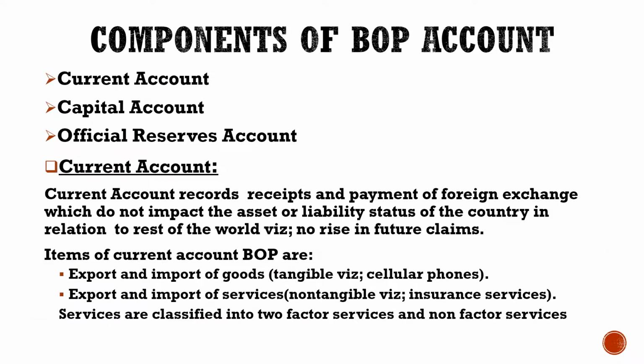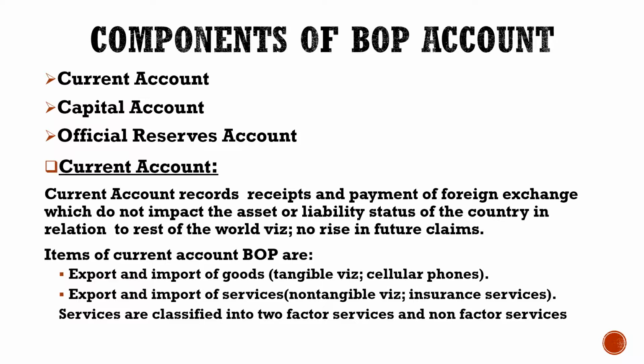Here are the components of balance of payment account. First one is current account, second one is capital account, and third is official reserves account. What is current account? Friends, current account records receipts and payments of foreign exchange. Point to be noted is it does not impact the assets or liability status of the country in relation to the rest of the world. That is, no rise in future claims.